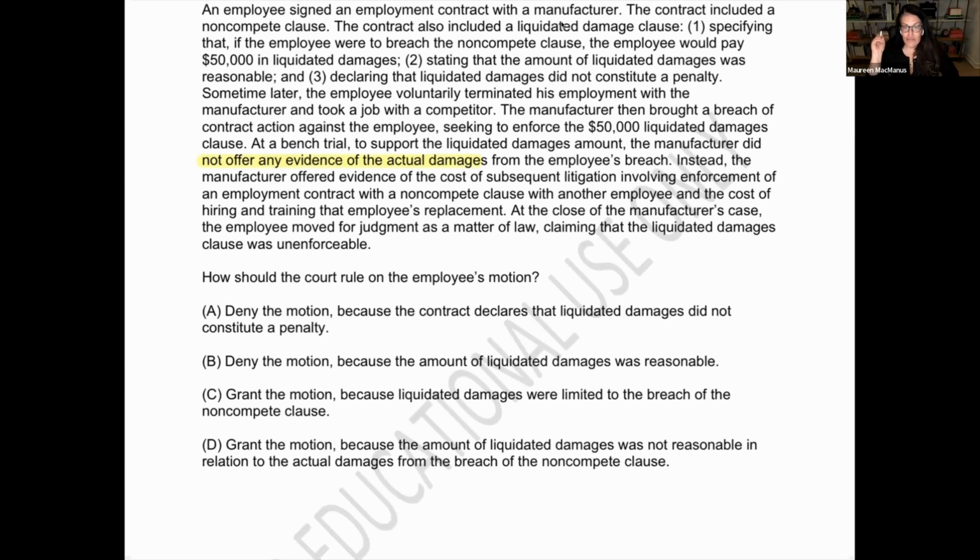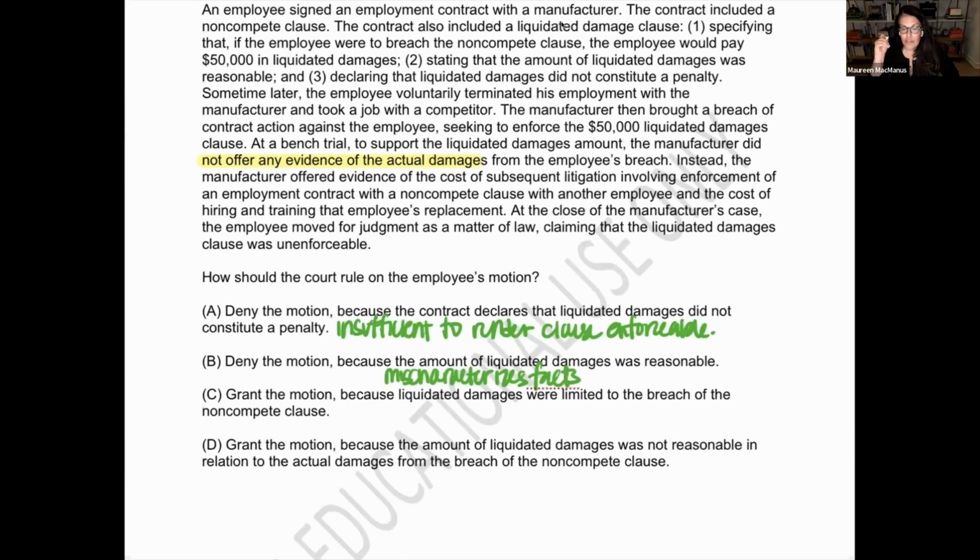A, deny the motion because the contract declares that liquidated damages did not constitute a penalty. This is insufficient to render the clause enforceable. It also doesn't address the JMOL. B, deny the motion because the amount of liquidated damages was reasonable. Nothing is shown that it's reasonable. This mischaracterizes the facts because nothing was demonstrated.